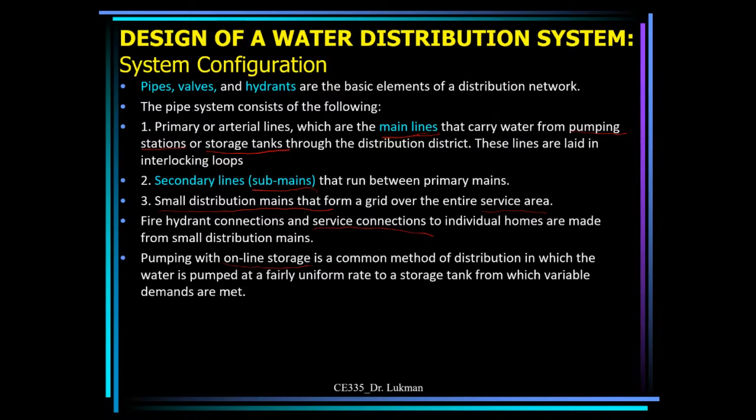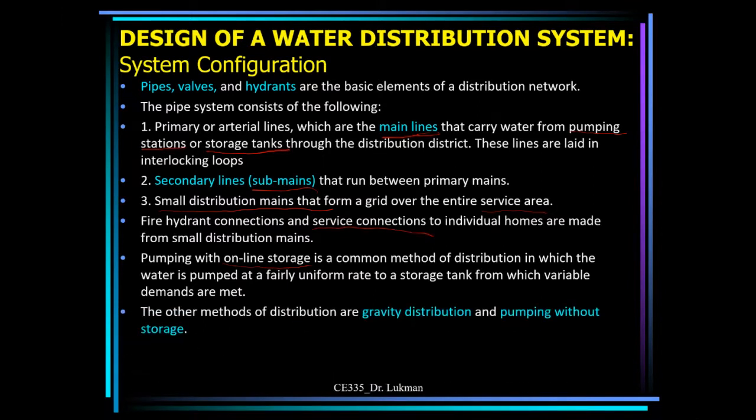So from the water distribution network, water will be pumped to the storage tank, which is overhead, and the water will flow by gravity into the distribution network at enough pressure head and flow rate to meet the variable demands of the populace. The other methods of distribution are gravity distribution and pumping without storage. Gravity distribution I explained. When you pump to a storage tank, it flows by gravity.